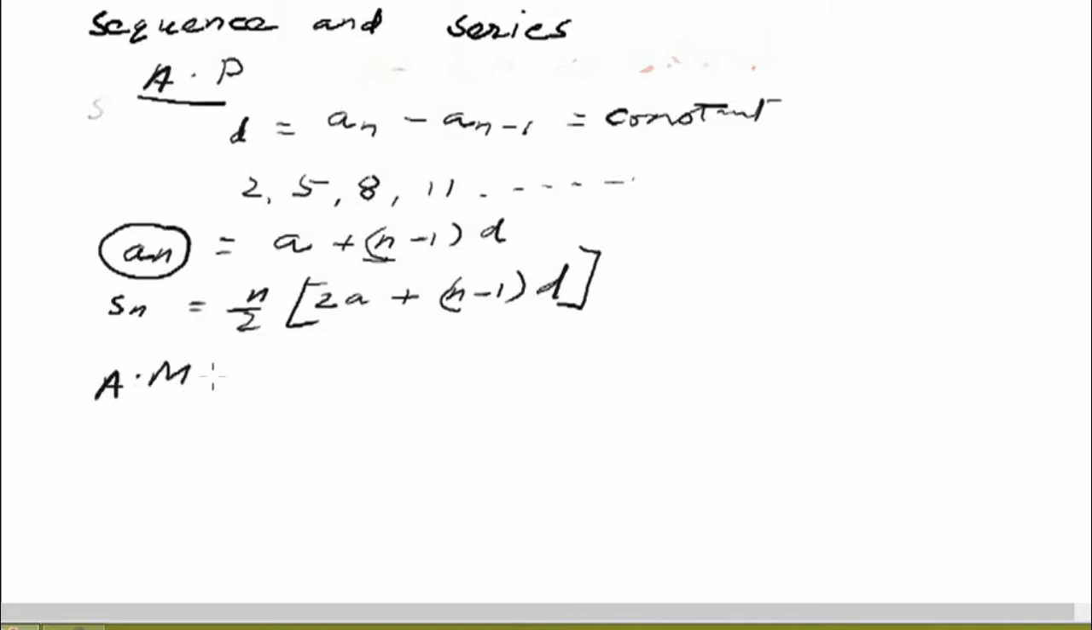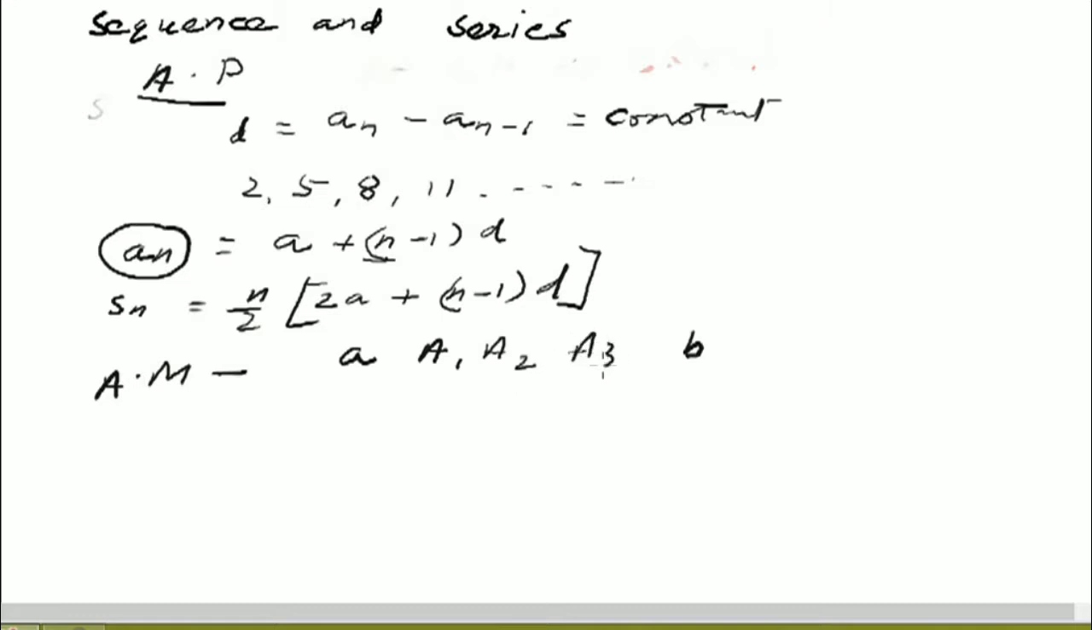Now what is an AM? An AM is the thing which, when inserted between two numbers, makes the complete series an AP. This is the very basic definition of an AM. If you remember this, you will easily be able to solve the questions regarding AMs.